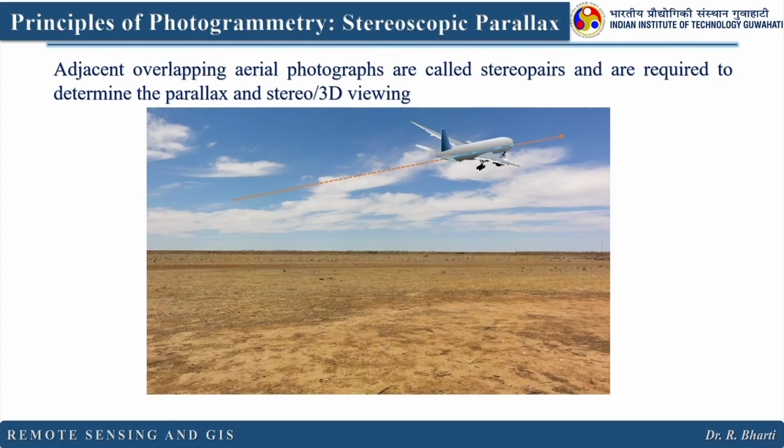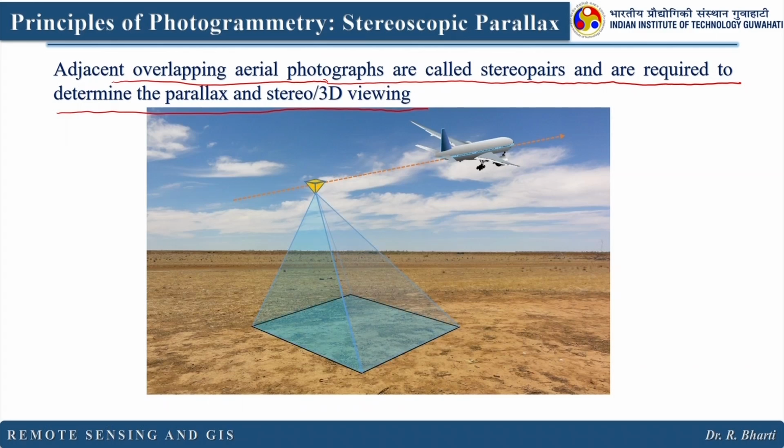So, here what exactly are we doing? We are going to do the overlapped aerial photography. Adjacent overlapping aerial photographs are called stereo pairs and are required to determine the parallax and for 3D viewing. So, here this is the ground, and for the first position I have captured this particular area. Now, I have changed the position and captured with some overlap.